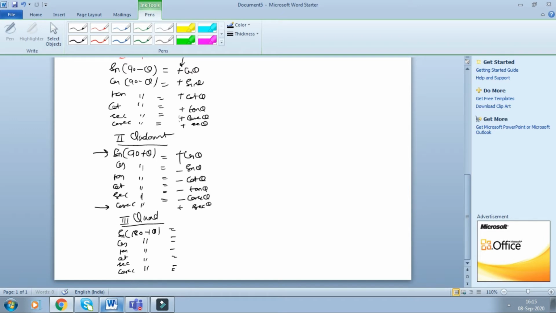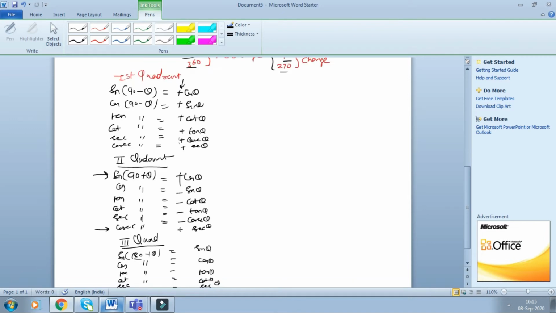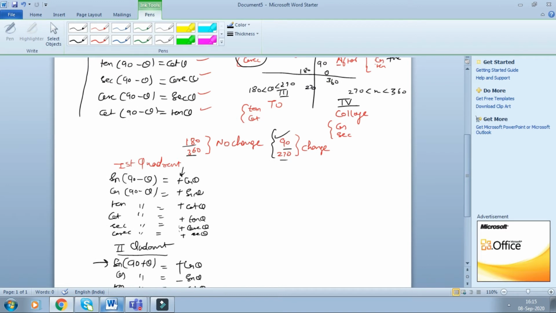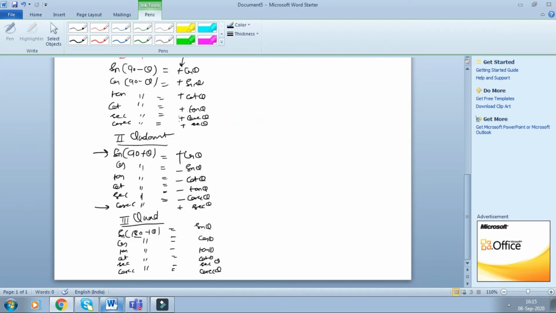Mind it, in 180 plus theta, first of all see, it is 180, so there is no change. So first of all, you write everything remains the same. Sine remains the same, cos remains the same, tan remains the same, cot remains the same, sec remains the same, and cosec remains the same. Now you have to apply the sign. In the third quadrant, tan and cot are positive. The result of tan and cot is positive, and the rest are negative. I hope you all understand this.